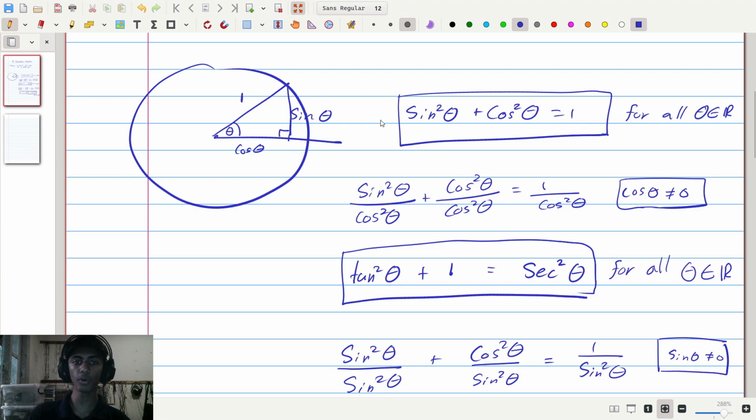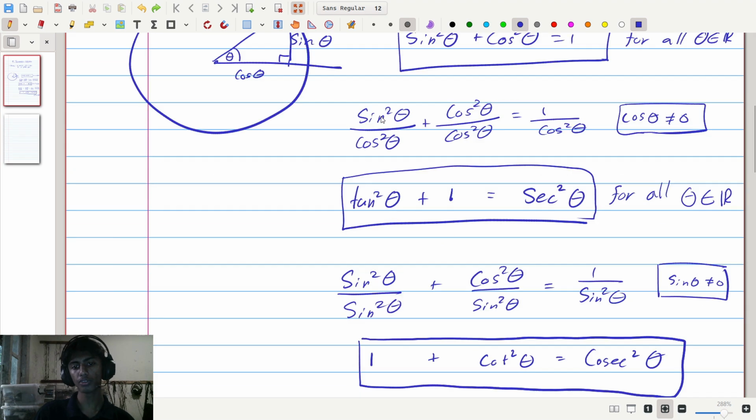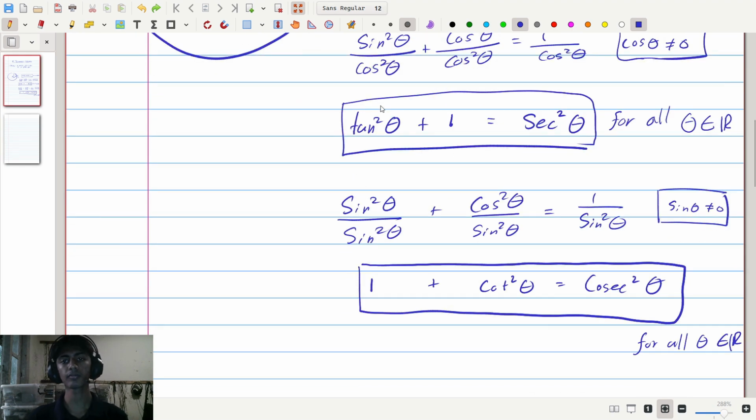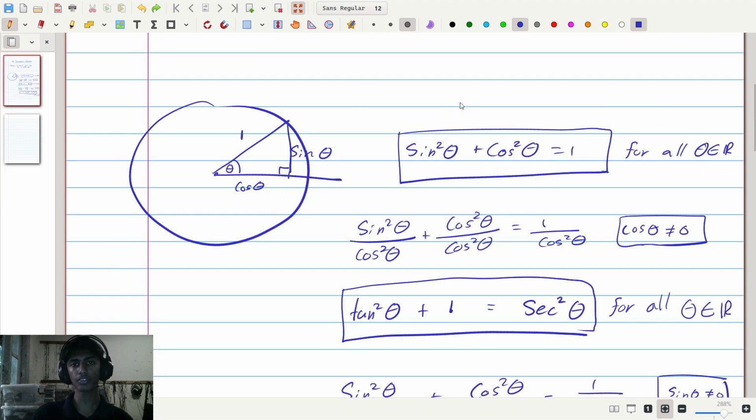The first one, of course, is true for all theta element of the real numbers. There's no issues in the first one. The other 2 have divide by zeros because tan and secant tend to infinity at certain values. So do cot and cosec. So that's it. Let's now go to some other trigonometric identities other than these three Pythagorean trigonometric identities.